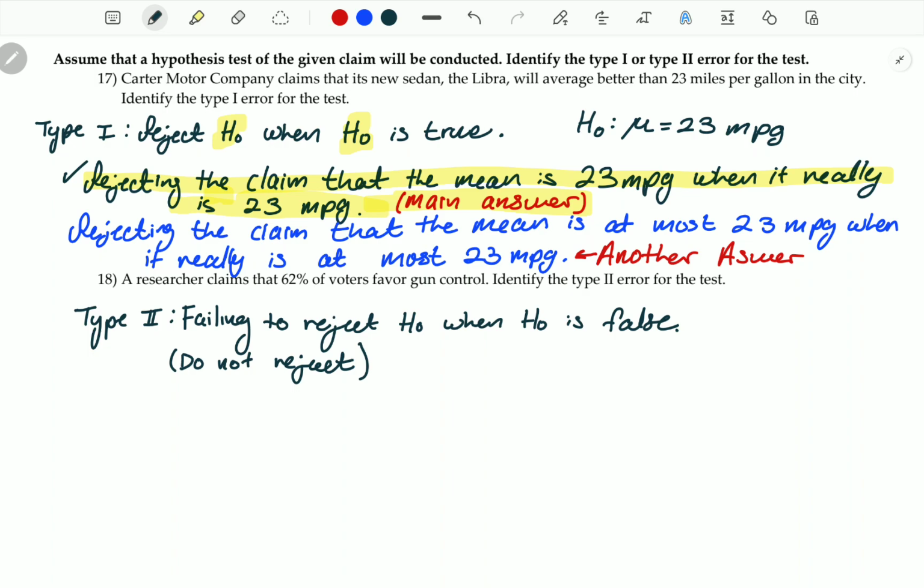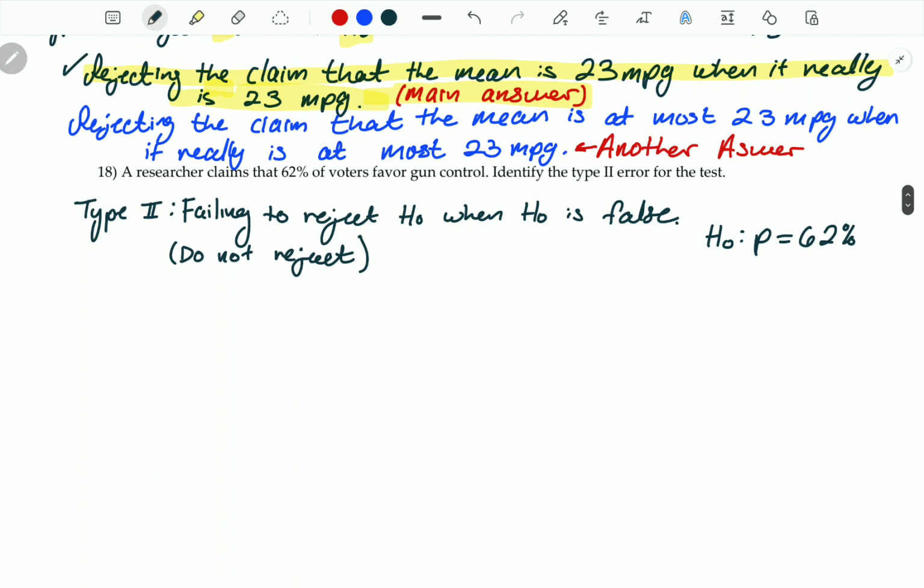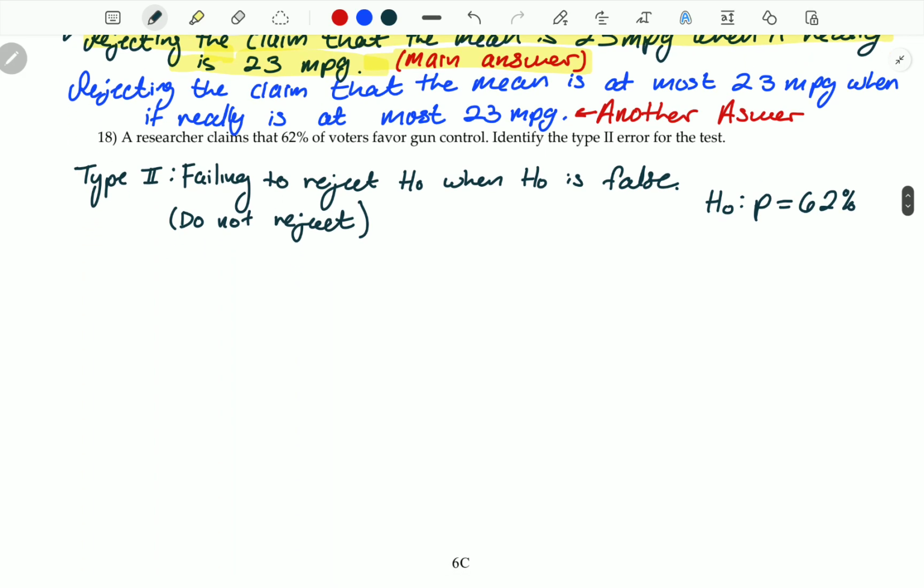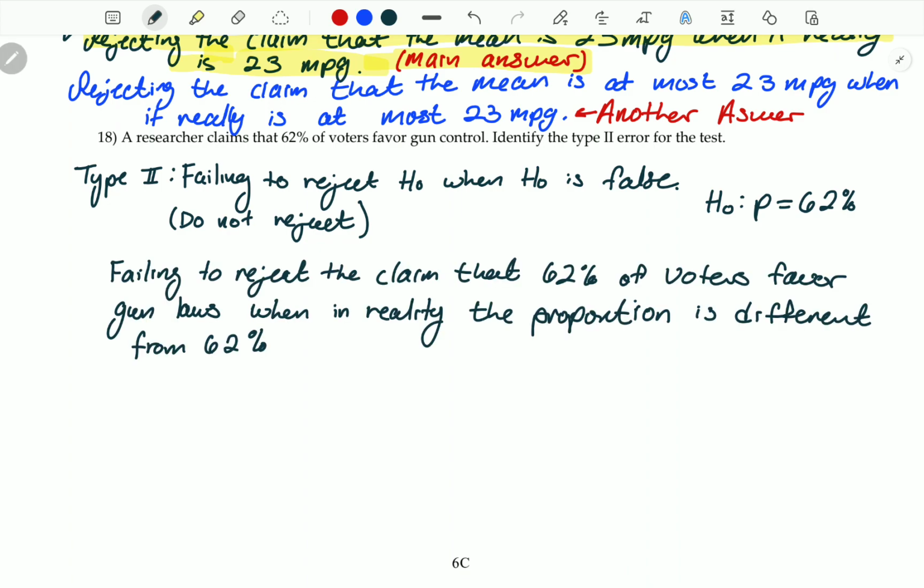So let's write our null hypothesis. And this is for proportions. So the null hypothesis for proportions, we're going to use P. Do not confuse this P with rho. P is equal to 62%. Therefore, to write our type 2 error in words, it will be the following. Failing to reject the claim that 62% of voters favor gun control. There, I fixed it.